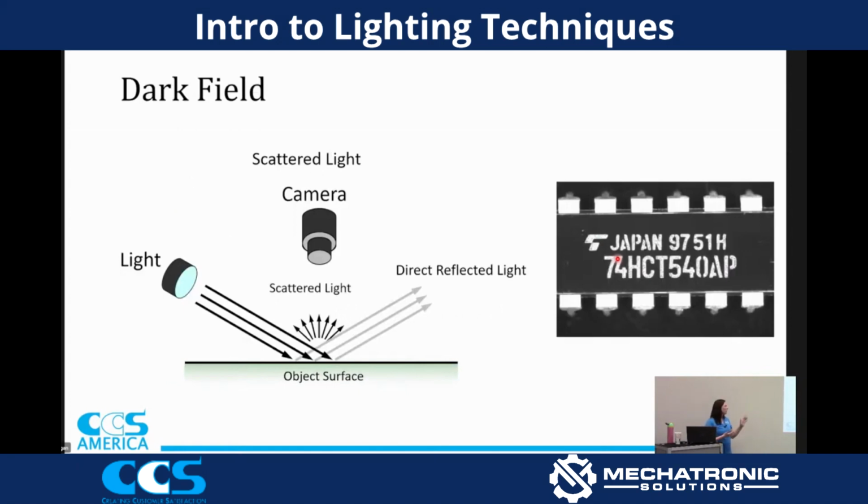The other scenario is if you, instead of capturing that direct light, we move our camera to just capture that scattered light. So now we have that direct light bouncing off our surface and it's missing our camera completely.